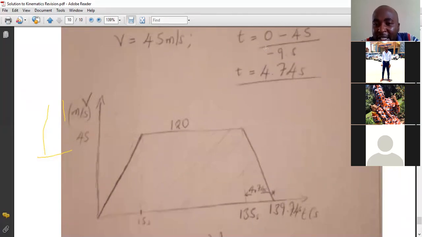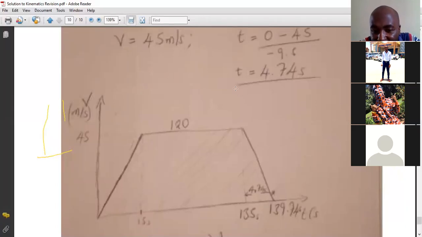We change the subject of the formula to t. So t is the final velocity minus the initial velocity over the acceleration. The acceleration in this case, since this thing is slowing down, is negative. So I'll say 0 minus 45 over negative 9.5. That's the reasoning there. Are we together, sir?